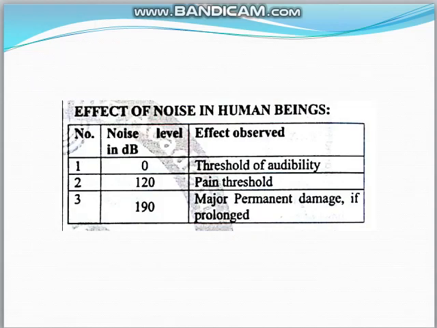Next, coming to the effect of noise on human beings. So generally, the noise level here is indicated in decibels, and what is the effect observed? For 0 decibels, threshold of audibility. Okay. 120 decibels, pain threshold, and for 190 decibels, major permanent damage is prolonged. So what is the audibility of sound? 20 micropascal, that is nothing but 0 in the noise level given here. For threshold of audibility, for pain threshold, that is 120 decibels. For major permanent damage is prolonged means 190 decibels. Okay.